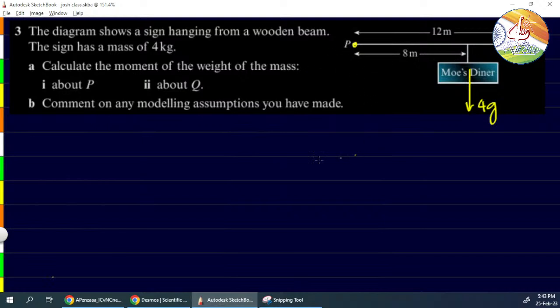So we have to find the moment of this about P, so let us call that MP. MP will be force, that is 4g, times the perpendicular distance. This is perpendicular directly, so 8, and this is in the clockwise direction, hence we have to give it as negative. So 8 times 4 is 32, minus 32 times g, where g is 9.81.